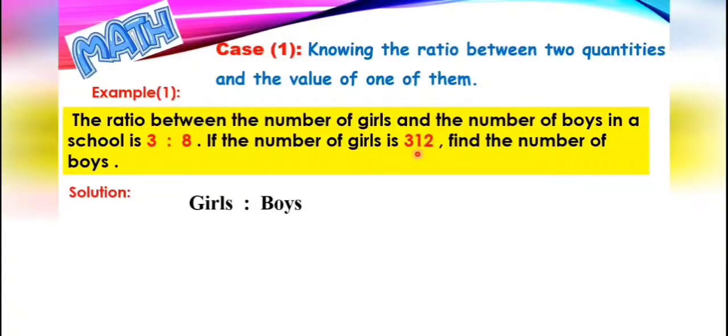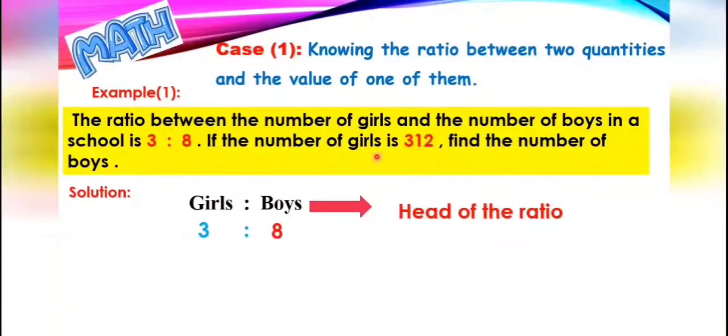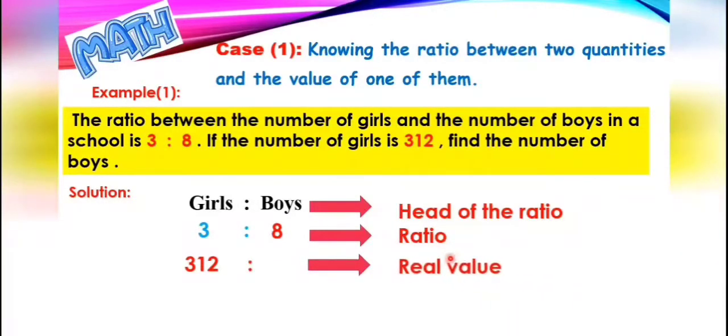So to solve this exercise, first write the head of the ratio, like we said. Then write the ratio in the second line. Then, what about this number? This number is the real value, so I will write it in the third line of the real value. It's the real value of the girls, so I will write it under the term of the girls.